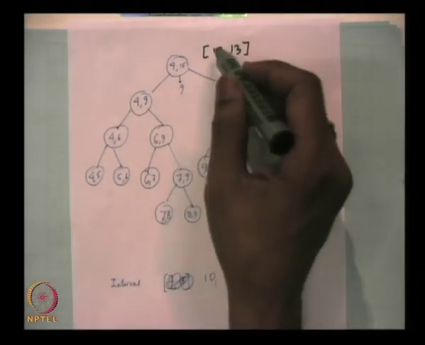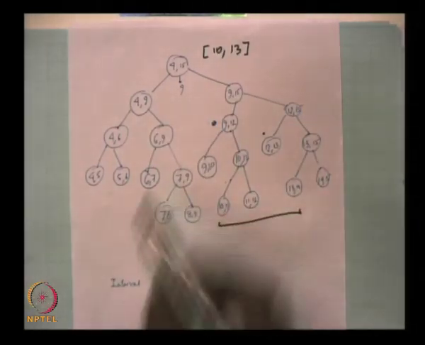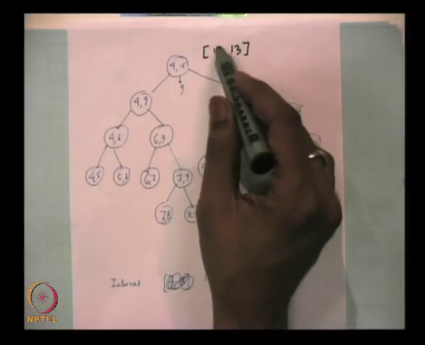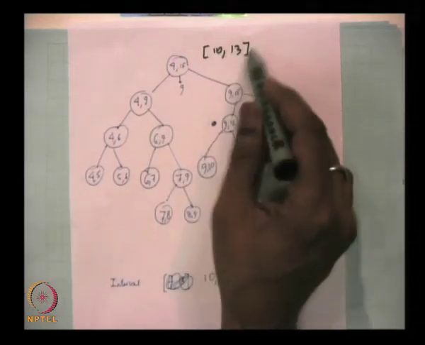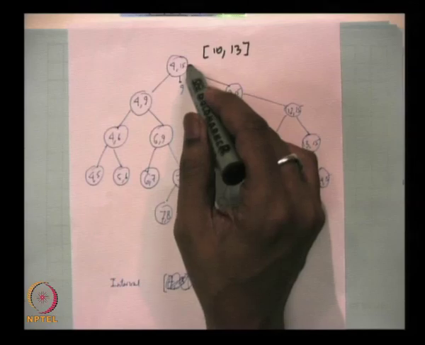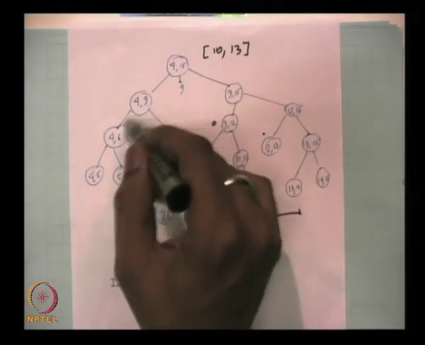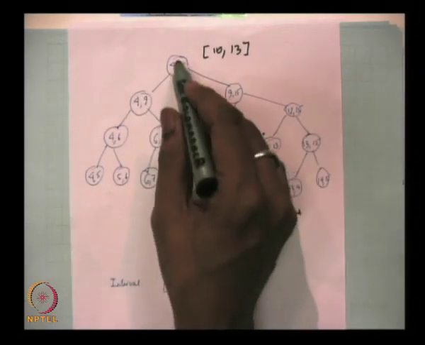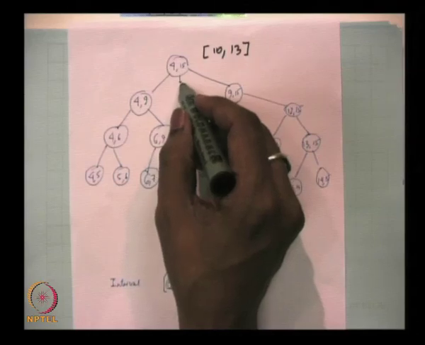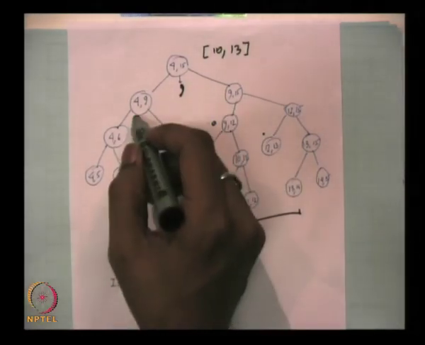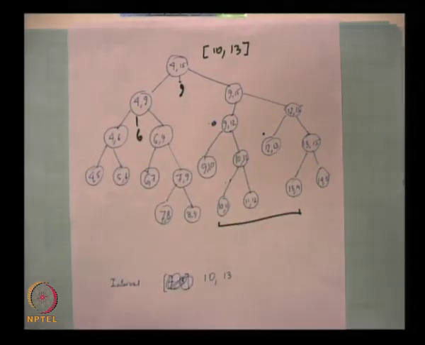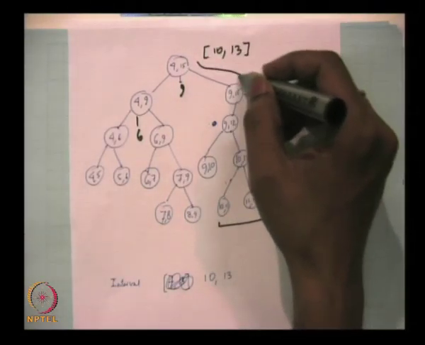We see that this entire interval will lie on the right subtree, because the left subtree only goes up to 9. For every node I store a kind of dividing point. Here it is 9, here it is 6, and so on. Now, this entire interval 10, 13 lies on the right subtree. So, we basically come here.